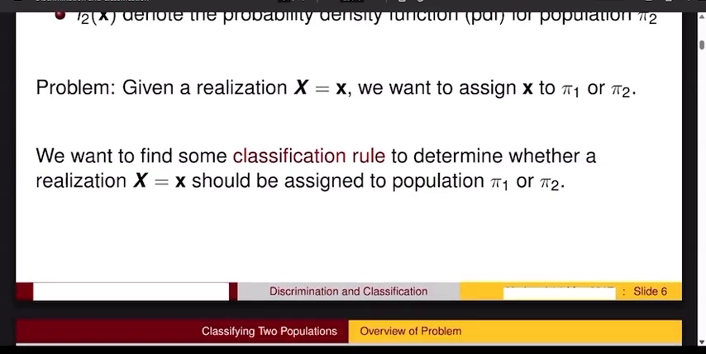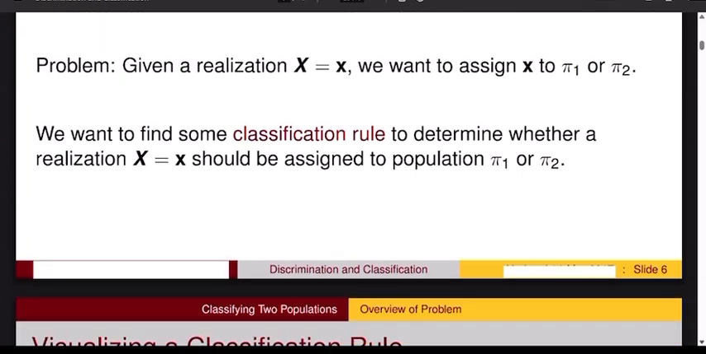Now, this is a problem that we want to solve. Maybe given your balance or your income or maybe your credit history, can we classify you into a default group or a not default group? That's exactly what we mean here. Or based on a particular medical predictor, can we classify a patient into either having a disease or not?